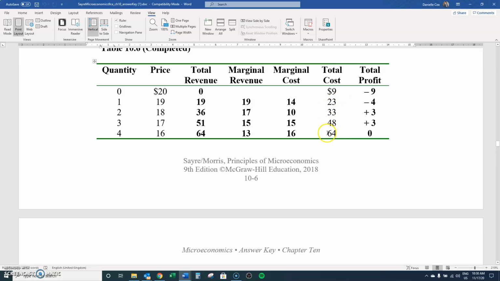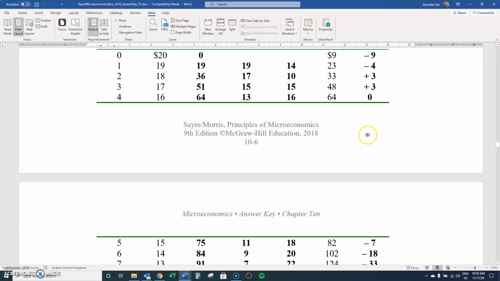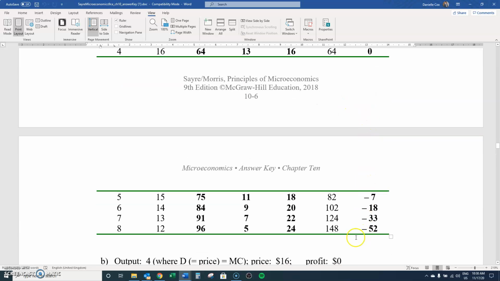You're given the total cost, and then your profit. Total profit is just your total revenue over here minus your total cost at that particular quantity. And you work that out for all of them.